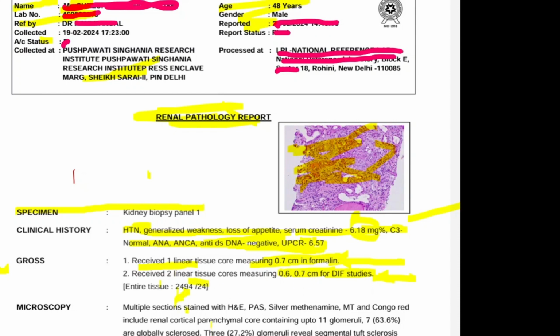In the first section, we have got the patient details. In the second section, they have mentioned the specimen's gross dimensions. Why are they mentioning the gross dimensions? So that we get an idea how much core they have got. Since it's a representational tissue of the entire kidney, we should know how much representation the pathologist has got.